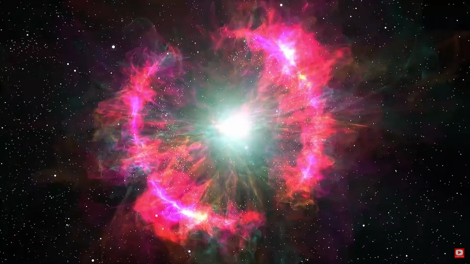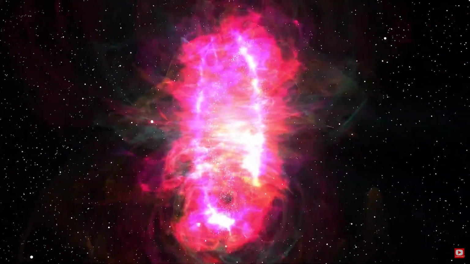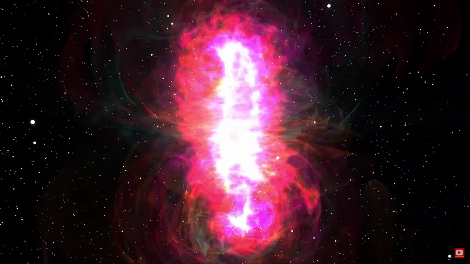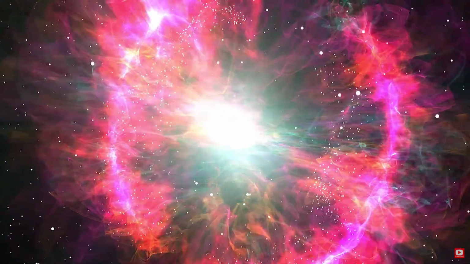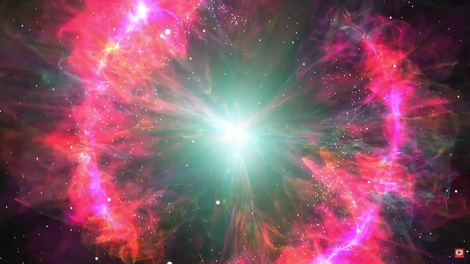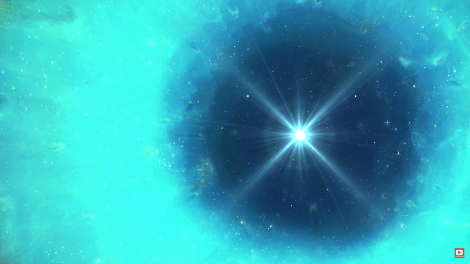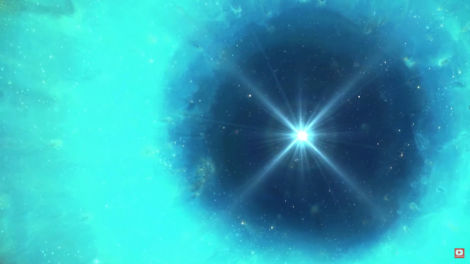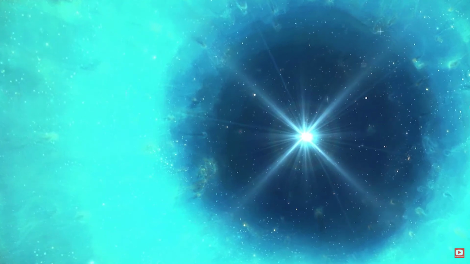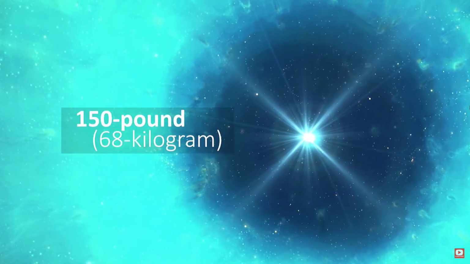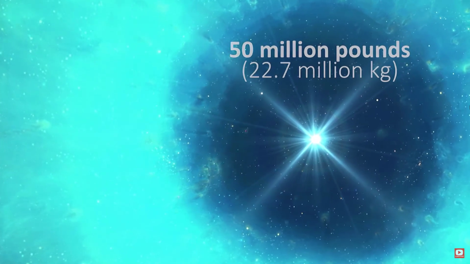White dwarfs contain about the mass of the Sun, but have roughly the radius of Earth, and that's why they are among the densest objects in space. A teaspoon of matter from a white dwarf would weigh up to 100 tons. According to NASA, the gravity on the surface of a white dwarf is about 350,000 times that of gravity on Earth, meaning a 150-pound person on Earth would weigh 50 million pounds on the surface of a white dwarf.